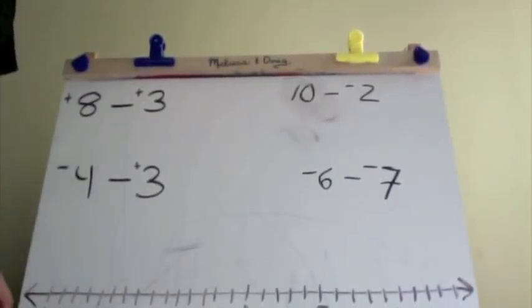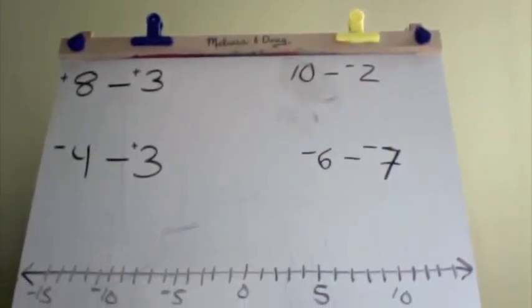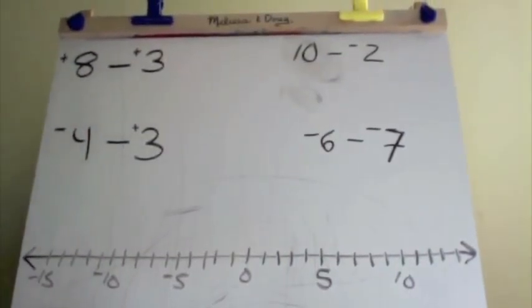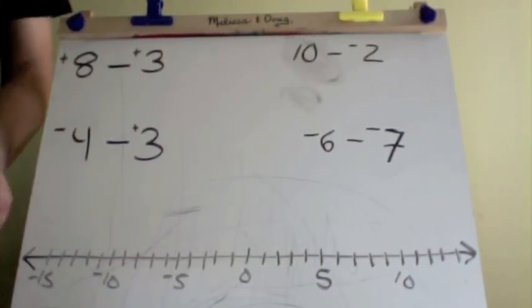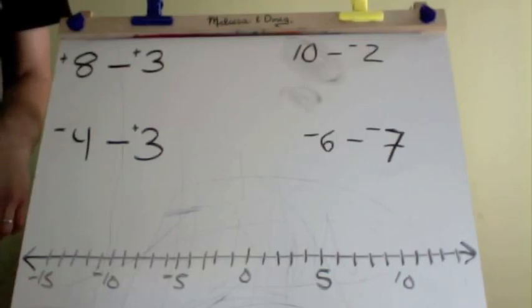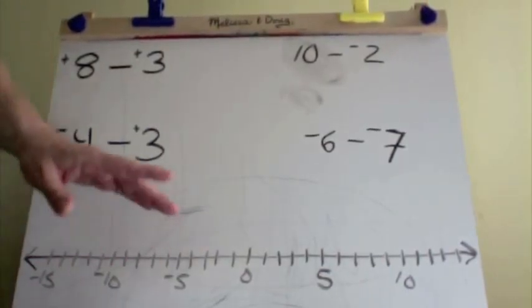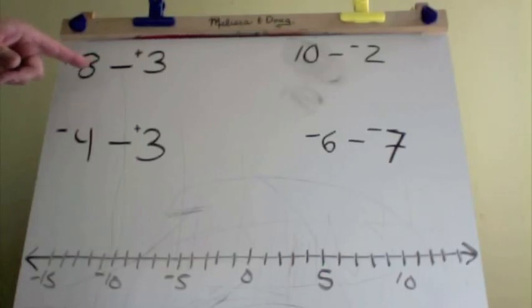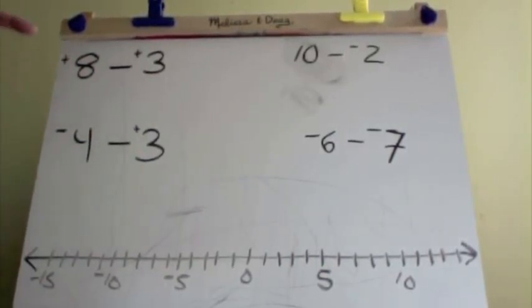All right, so now we're going to talk about subtracting signed numbers, since we already talked about adding signed numbers. Okay, and I'm going to show you how to use that. Okay, the number line. All right, we're there, and I don't want to start over again, so we'll keep going.